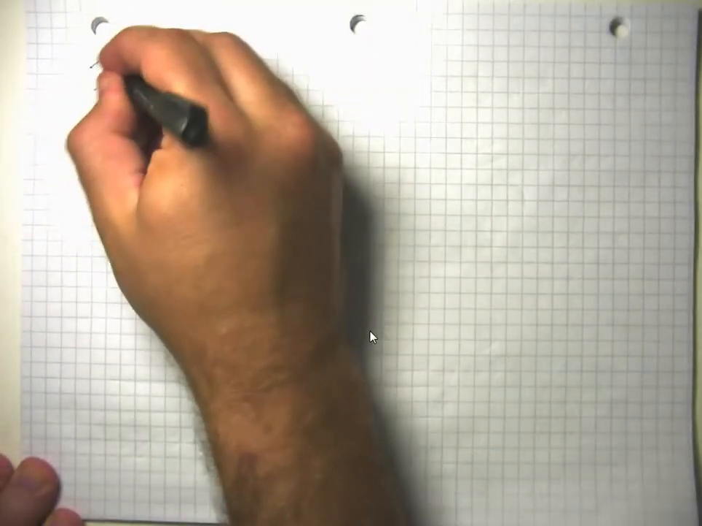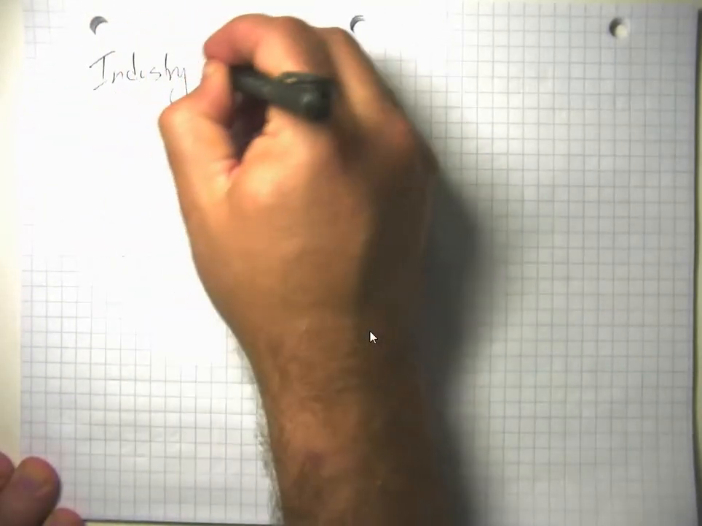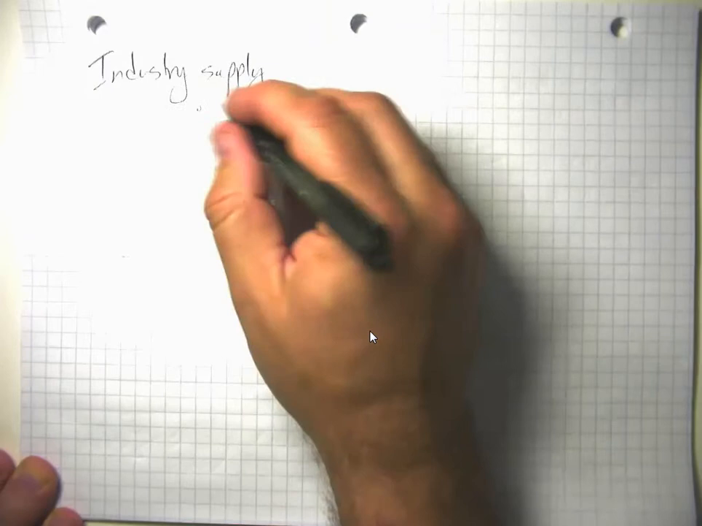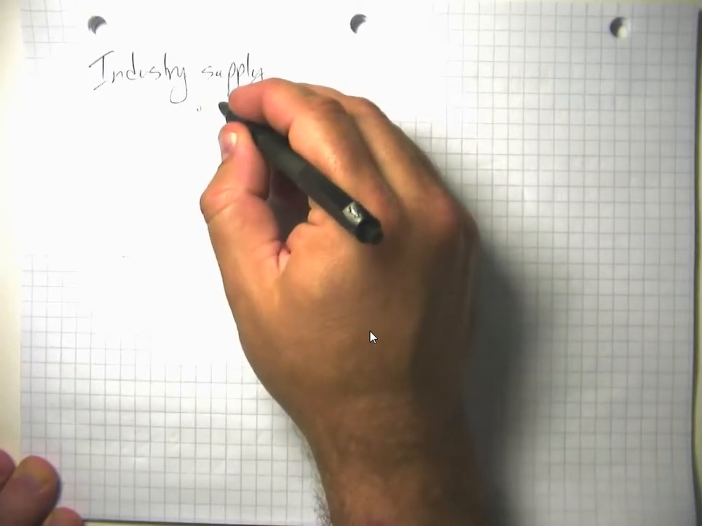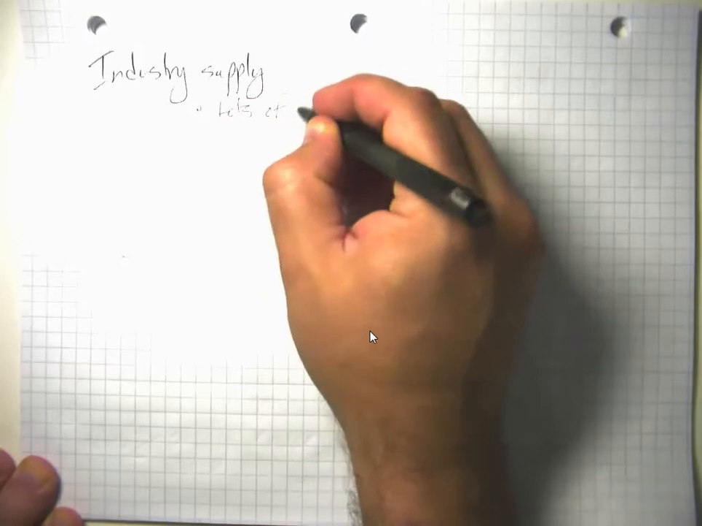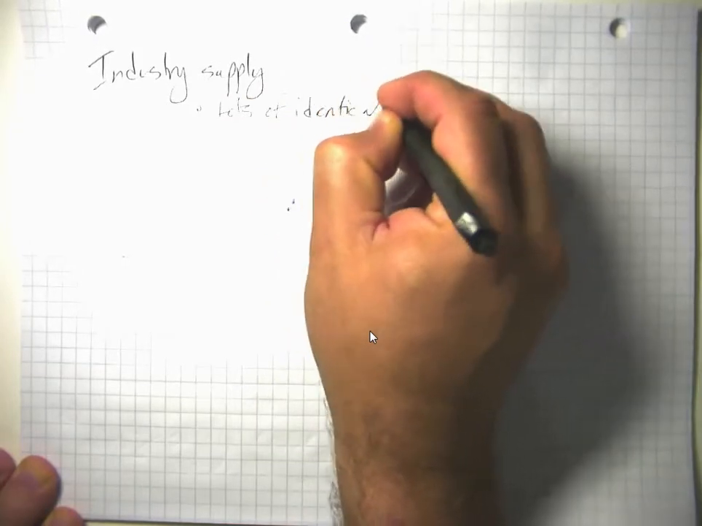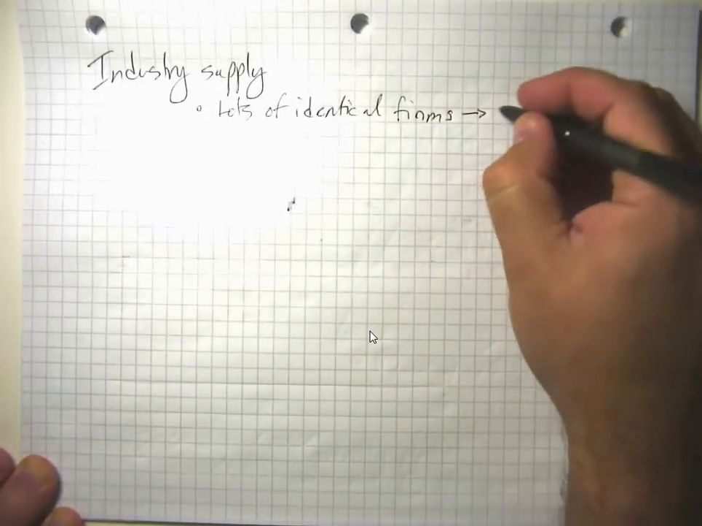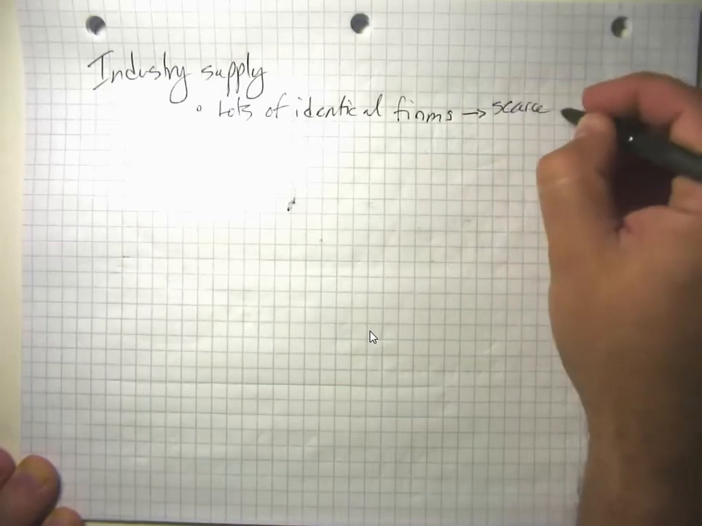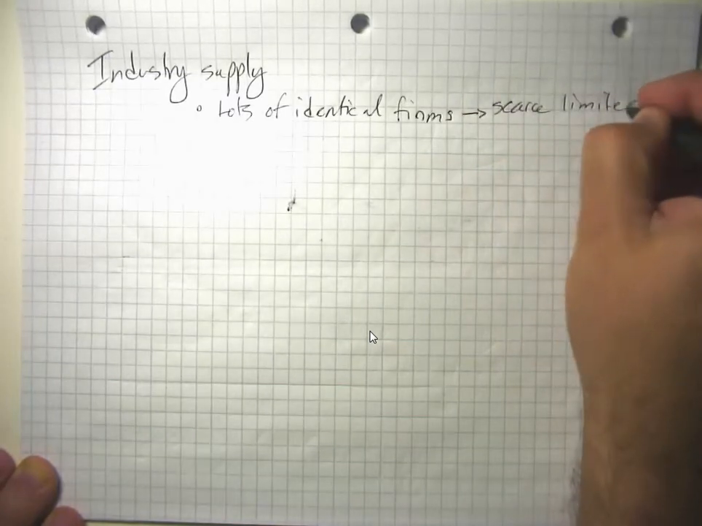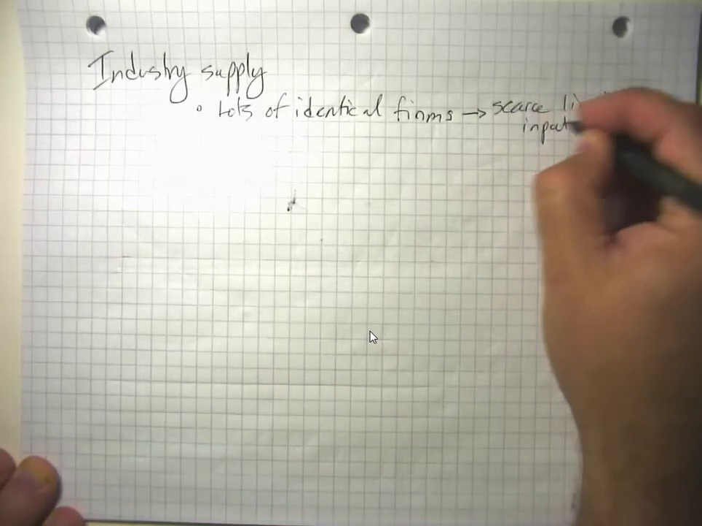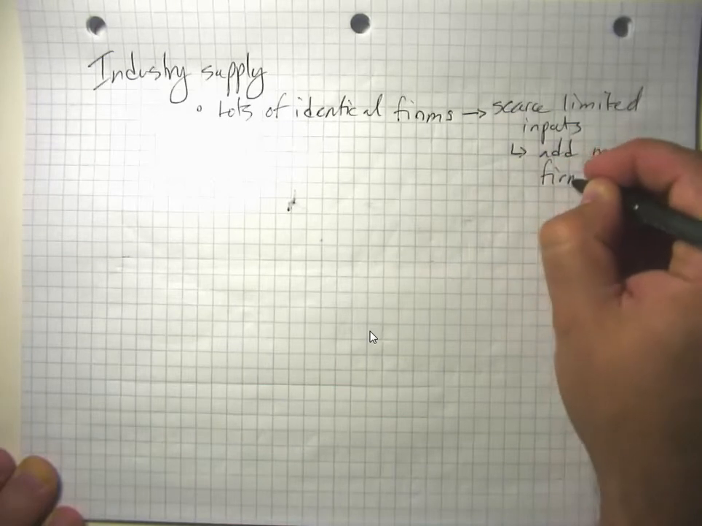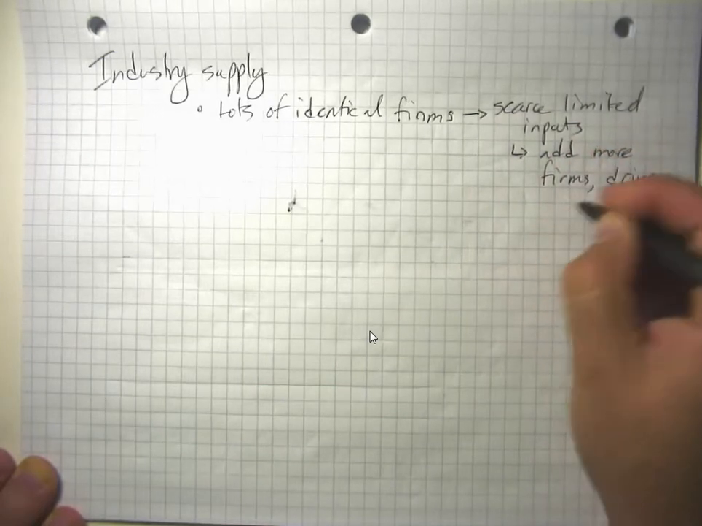Now let me talk about industry supply when we have one of either two cases. Either we have lots of identical firms, as before, but there are scarce or limited inputs for these firms, so that when we add more firms, we drive up input prices.